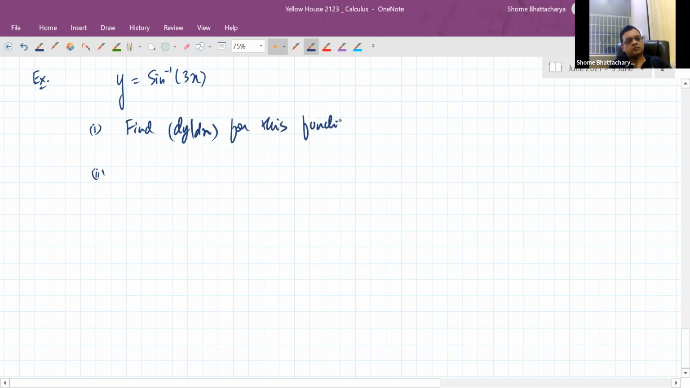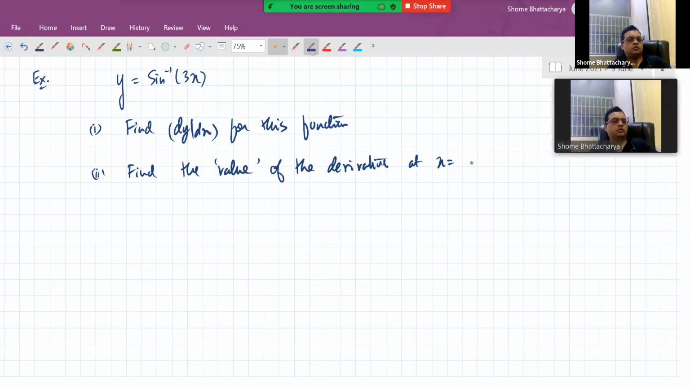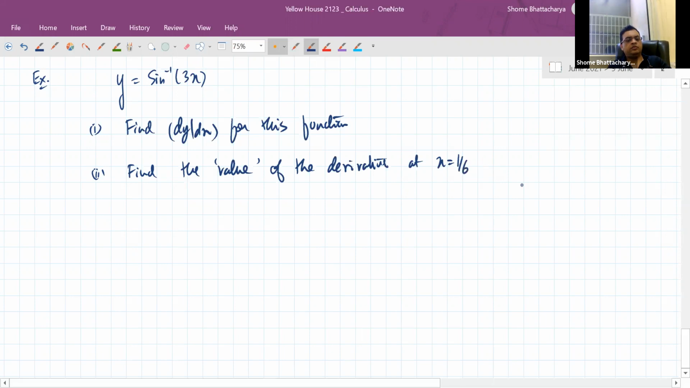Okay. And for this function, find the value of the derivative at x equal to 1 by 6. Just try this question out, people. Okay, Avanti, I will scroll up.